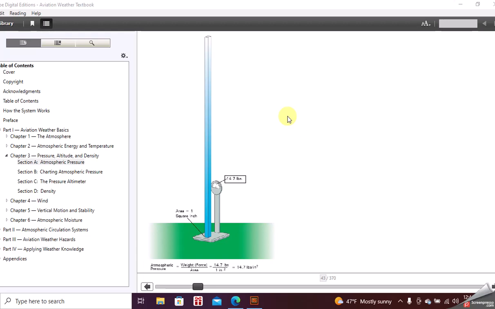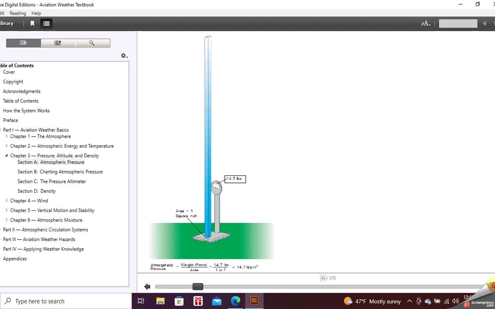It's weight per area. So what that means is basically it's on the average 14.7 pounds per every square inch. So if you think about how many square inches are on your body, that's a lot of weight. But that is the actual average pressure. If you were to take a standard atmosphere, that's the pressure in inches of mercury.